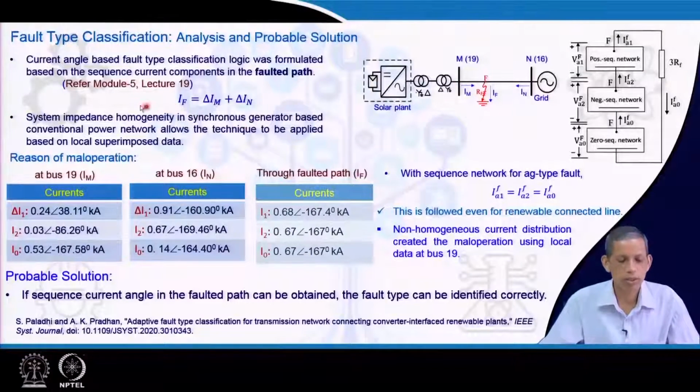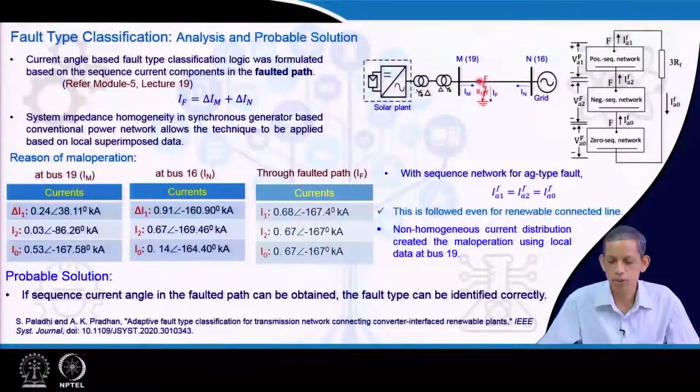So, let us see what you have learned in lecture 19 of module 5 of the reference, that IF equals delta m plus delta n, contributed from this side and this side.